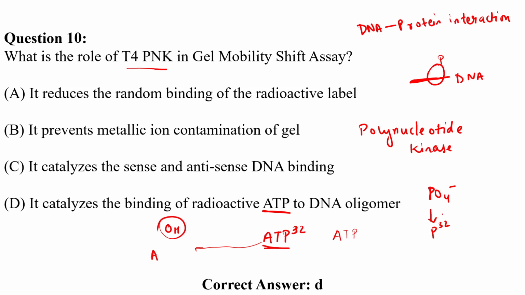So T4 PNK basically catalyzes the binding of radioactive ATP to DNA oligomer. Is that clear?